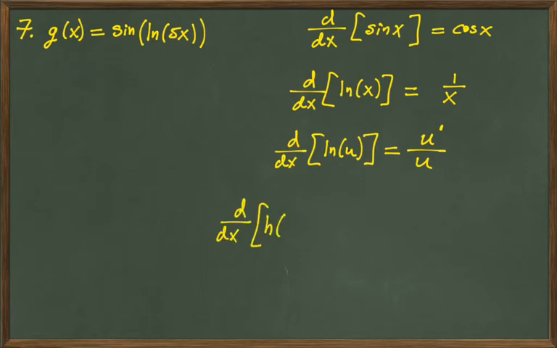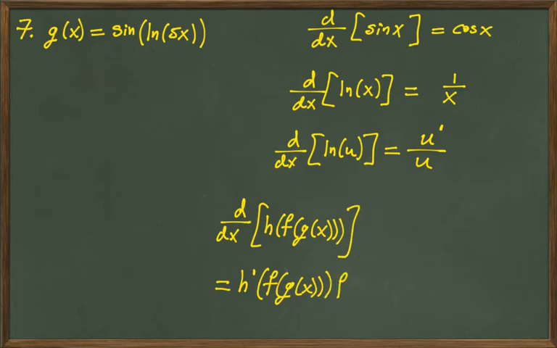And we actually have a composition of 3 functions: sine, natural log, and 5x. So to use the chain rule with 3 functions, h composed with f composed with g of x, it's going to be the derivative of the outside function, which is h. So it's going to be h prime, inside function, which is f of g of x inside, times the derivative of the inside, which is the derivative of f of g of x, and that's just your regular chain rule, so that's going to be f prime of g of x times g prime of x. And so we're going to follow that pattern when we take the derivative here.